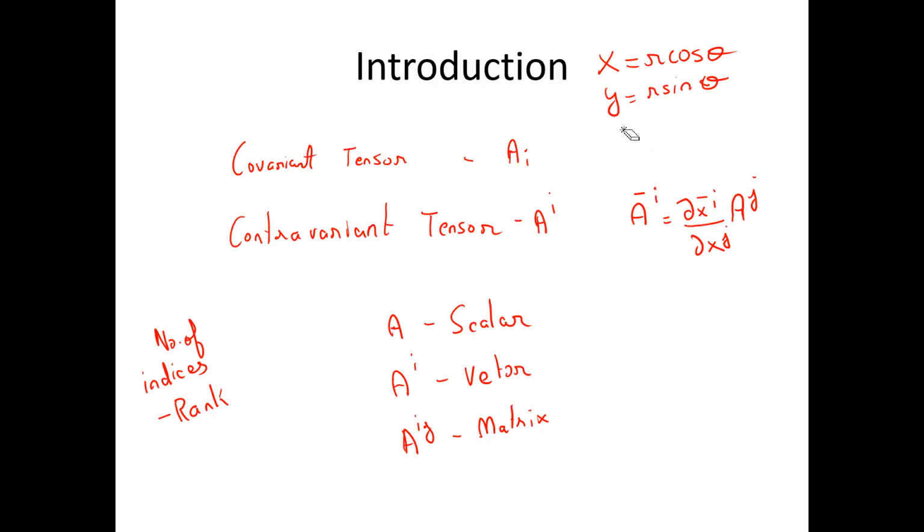So that's what you're going to, right? So x to r and y to theta. So your i and j value will run from 1 and 2, and j will also run as 1 and 2. So you evaluate this, you will get your contravariant tensor.